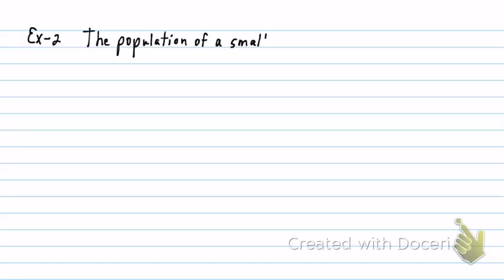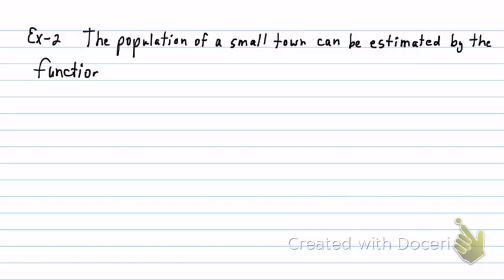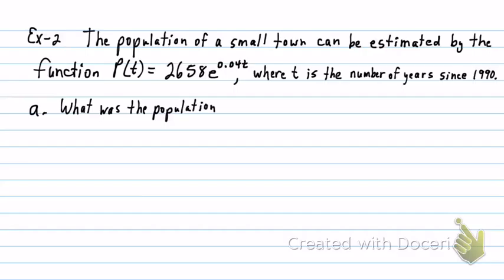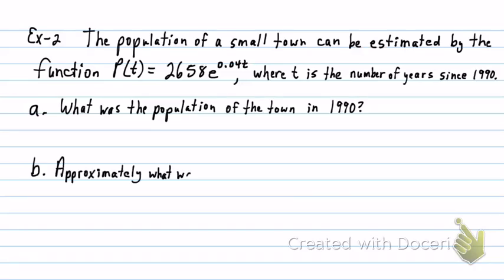So example 2, the population of a small town can be estimated by the function P of t equals 2,658 times e to the 0.04t, where t is the number of years since 1990. So we're going to answer two questions here. First is, what was the population of the town in 1990? And the second is approximately what was the population of the town in 2005.